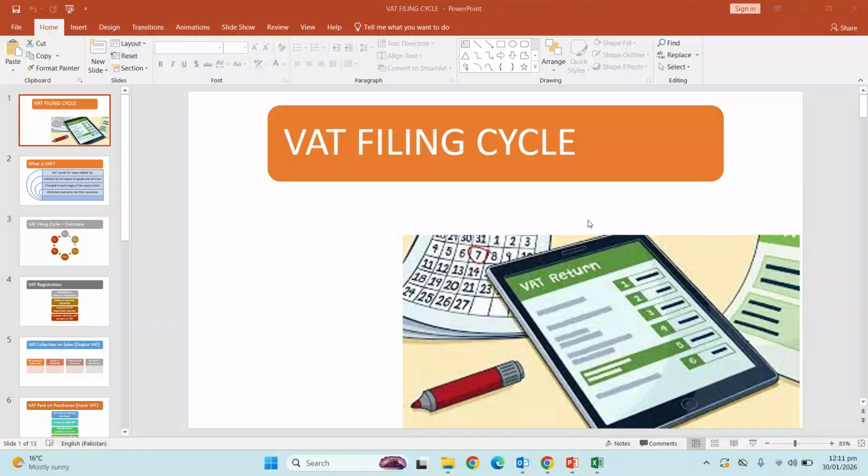Hello everyone, in this session we will understand the VAT filing cycle. This includes VAT registration, tax periods, return filing, payment of VAT, and record keeping. By the end of this lecture, you should have a clear understanding of how VAT moves from business transactions to reporting and payment to the tax authority.